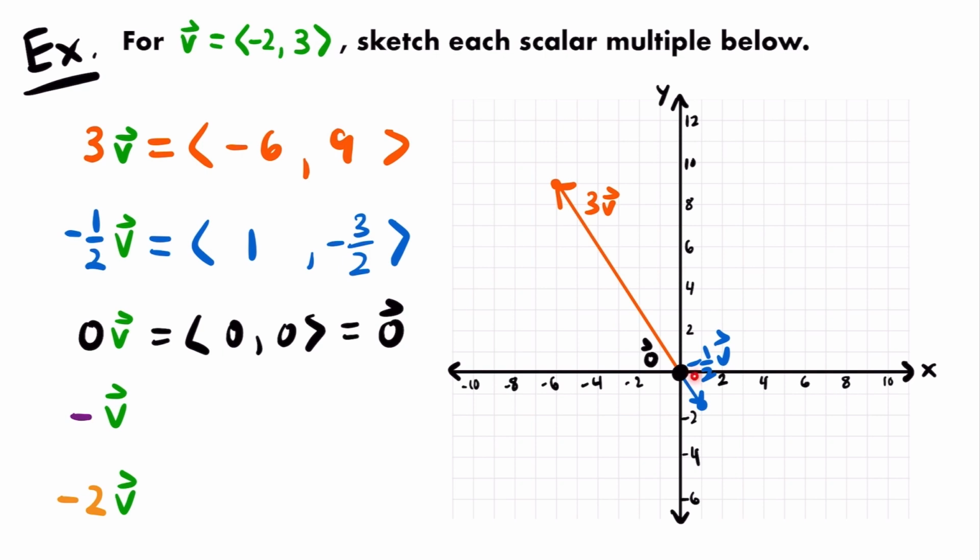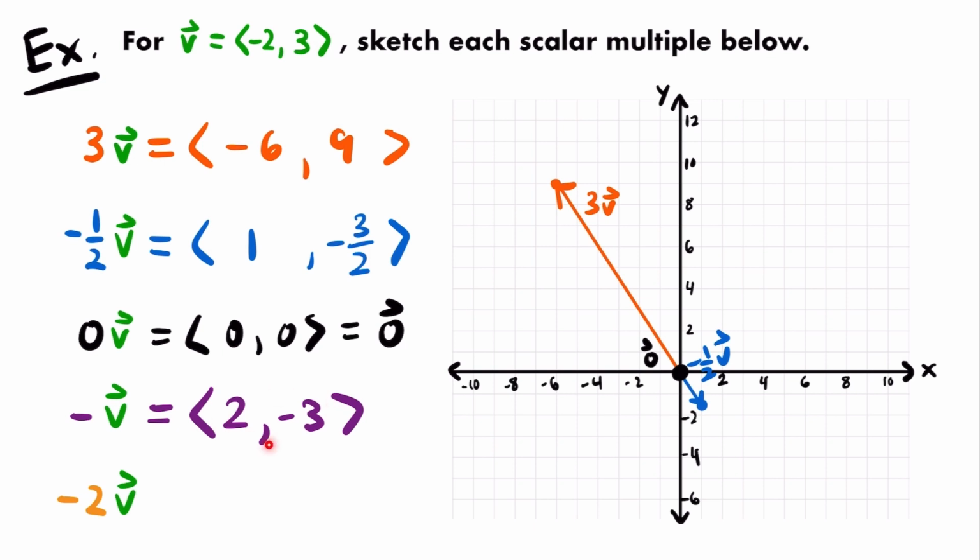Now let's move on to the next scalar multiple, which is the negative version of vector v, or negative 1 times vector v. And so if we multiply negative 1 by each of the components of vector v, these components are just going to be negated, or we're going to have the opposite of those components. So negative 2 will become positive 2, and positive 3 will become negative 3. So negative vector v is equal to (2, negative 3), the negative versions of the original components.